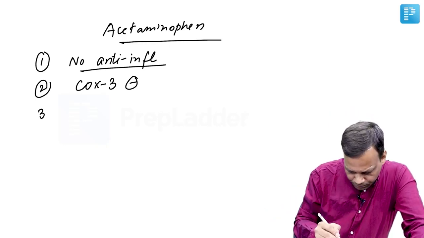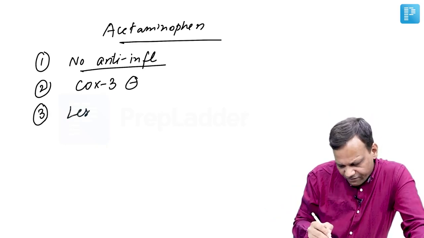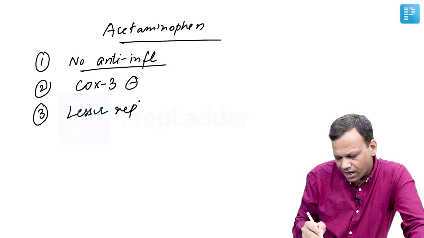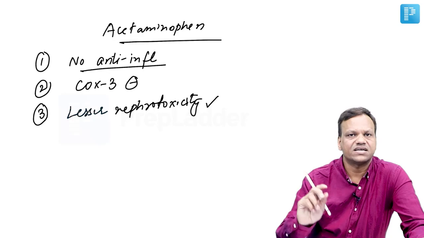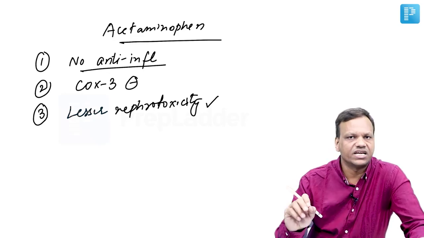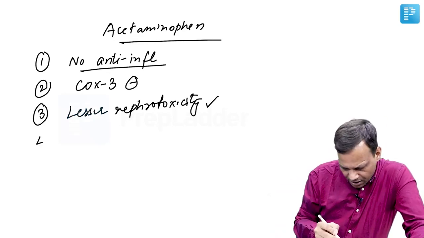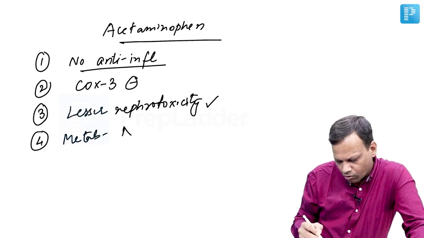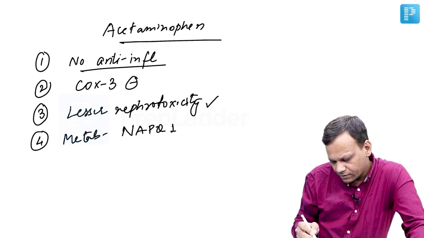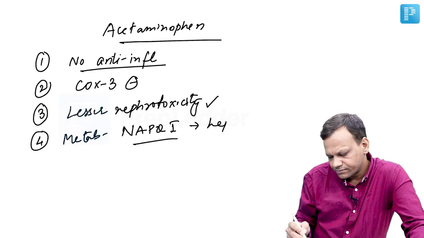Then paracetamol has lesser nephrotoxicity as compared to other NSAIDs. Almost all NSAIDs can cause renal damage on long-term use. Paracetamol has lesser risk, so it is preferred in a patient with renal disease. Then paracetamol, on metabolism, produces a compound called NAPQI, which can cause liver damage.